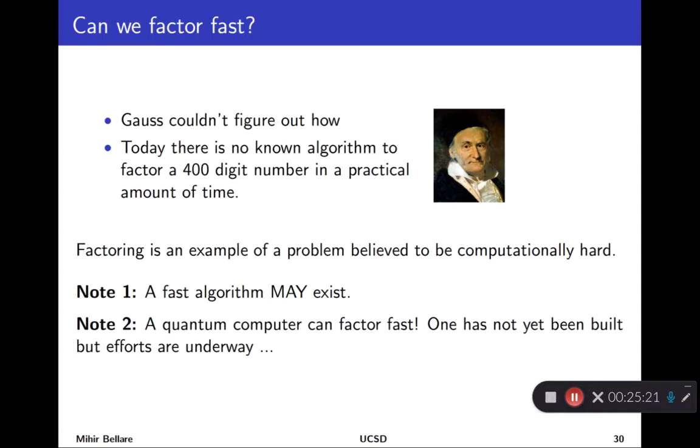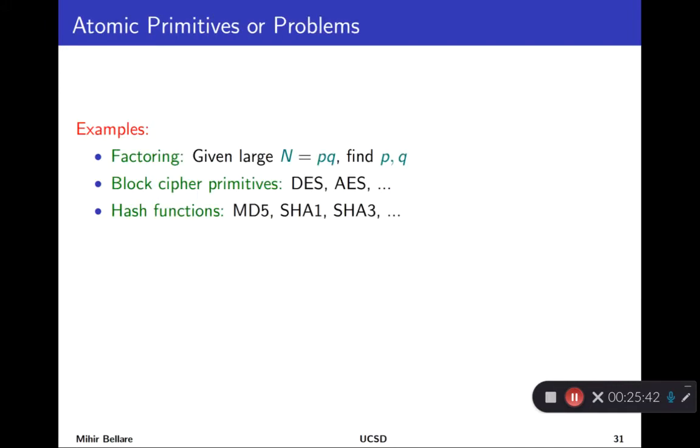And the second is that there's a lot of excitement these days about quantum computers, and people are trying to build them, and quantum computers can factor fast. If someone builds a really effective quantum computer, all our factoring based systems would fall. And people are thinking about that, of course, in developing alternatives, but we'll get to that later.